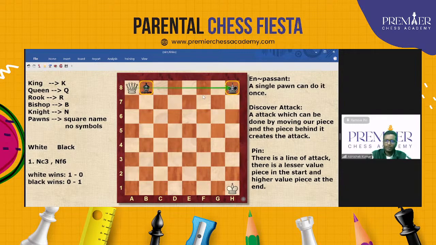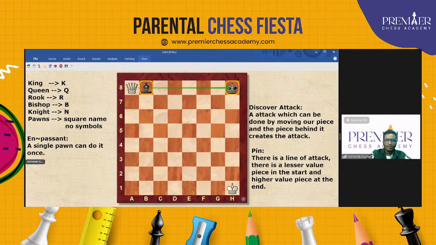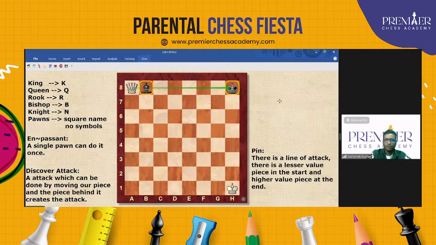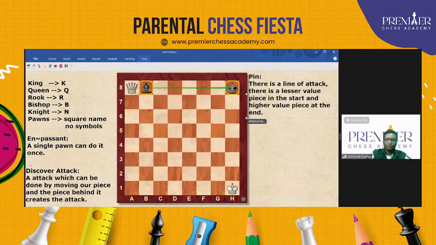Now let's talk about a new kind of tactic, which is the opposite of pin. We learned in pin, there's a lesser value piece in the front and a higher value piece at the back. We learned that, right? Now let's talk about what the opposite of pin looks like. Let's rearrange a few things. Let's talk about skewer. This opposite thing of pin is known as the skewer. This is exactly the opposite of pin.